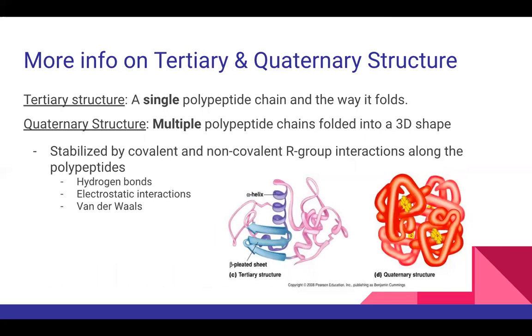So just to recap, tertiary structure is a single polypeptide chain and how it folds. Quaternary structure is multiple polypeptides coming together to form a three-dimensional shape. These are both stabilized by covalent and non-covalent R group interactions, the covalent being the disulfide bridges, and the non-covalent being things like hydrogen bonds, electrostatic interactions, van der Waals, ionic, stuff like that.